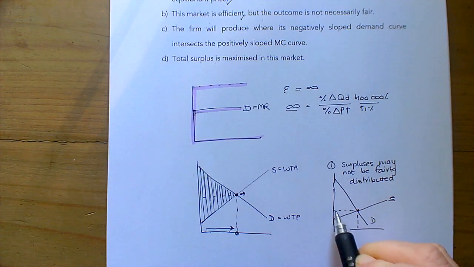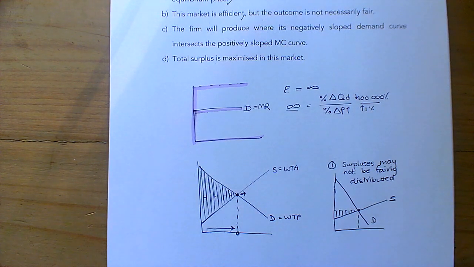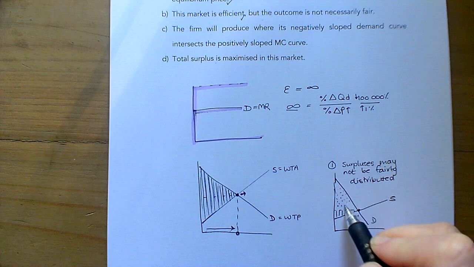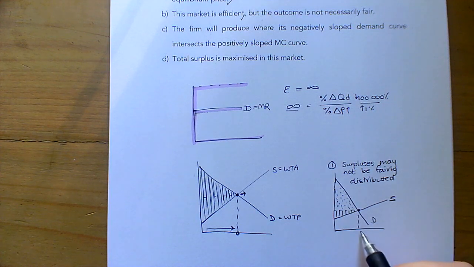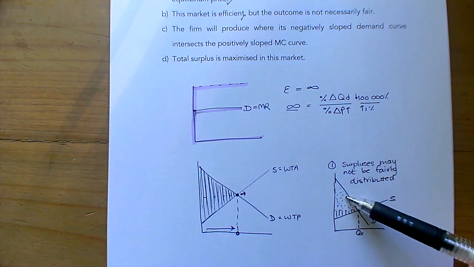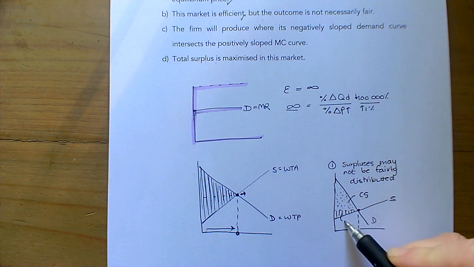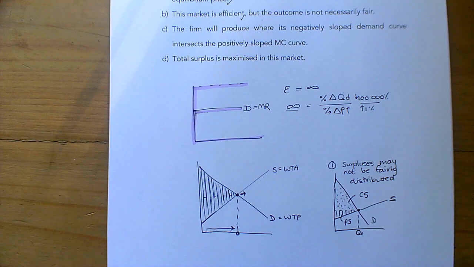This area below the equilibrium price would be producer surplus, and this area above the market price would be consumer surplus. And so even though this equilibrium outcome here maximizes total surplus in this market, in other words, consumer surplus plus producer surplus, we see that the consumer surplus far exceeds the producer surplus.